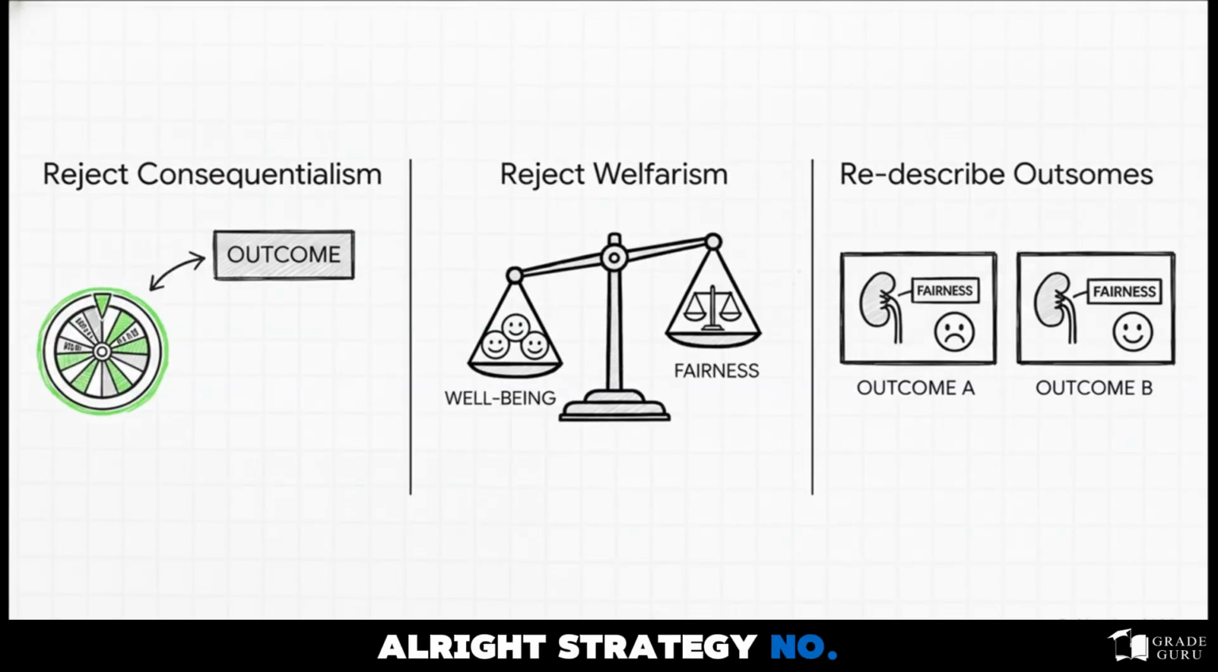All right, strategy number 1. You can reject consequentialism. Here, you'd argue that right and wrong aren't just about the end result. A fair process has its own moral value, period. Strategy 2. You can reject welfarism. With this approach, you argue that goodness isn't just about well-being. A fair outcome is inherently better than an unfair one. And third, you can go with Broome's favorite solution: re-describe the outcomes. An unfairly allocated kidney is simply a worse state of affairs than a fairly allocated kidney. That unfairness has to be baked into your calculation of the overall good.